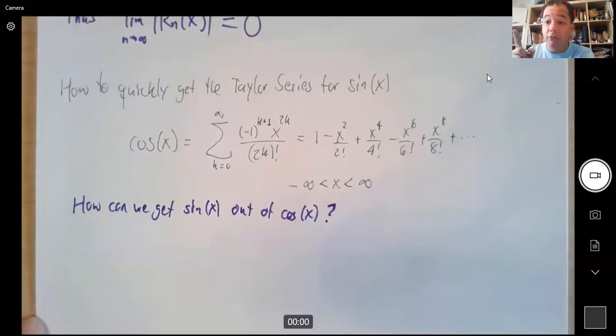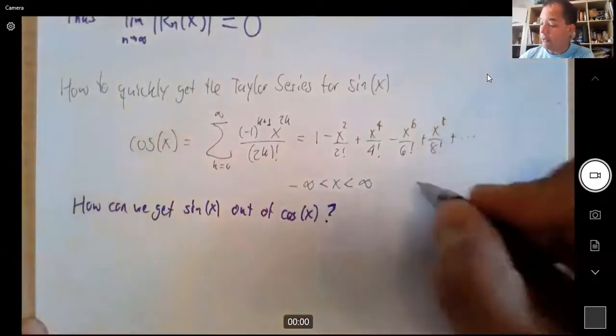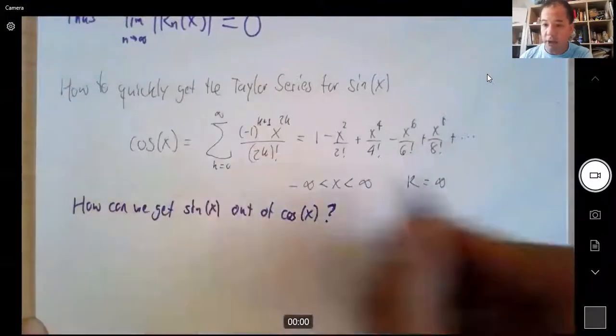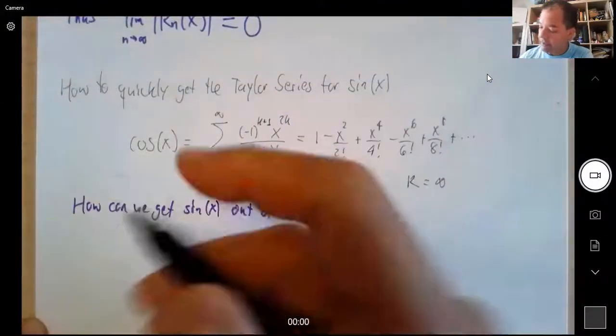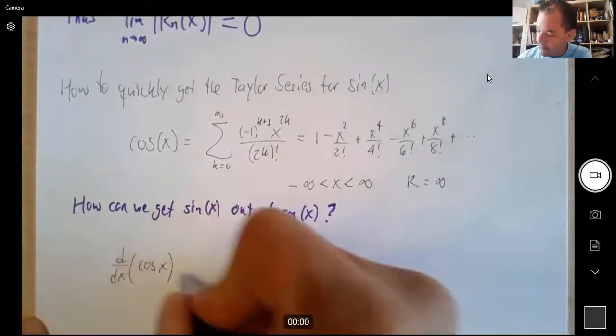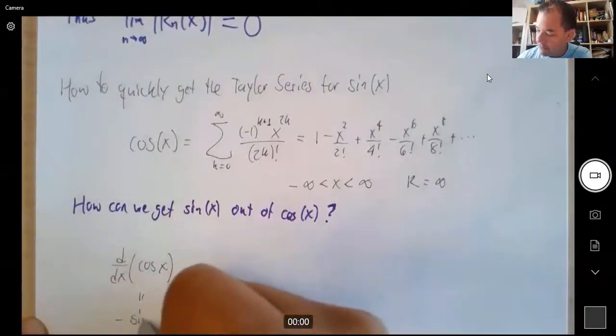And we know that when we take the derivative, the radius of convergence stays the same. So we don't need to do that extra work. Here we already know that R is infinity. This is good for all real numbers. So then let's take the derivative of cosine, and that's going to be negative sine.